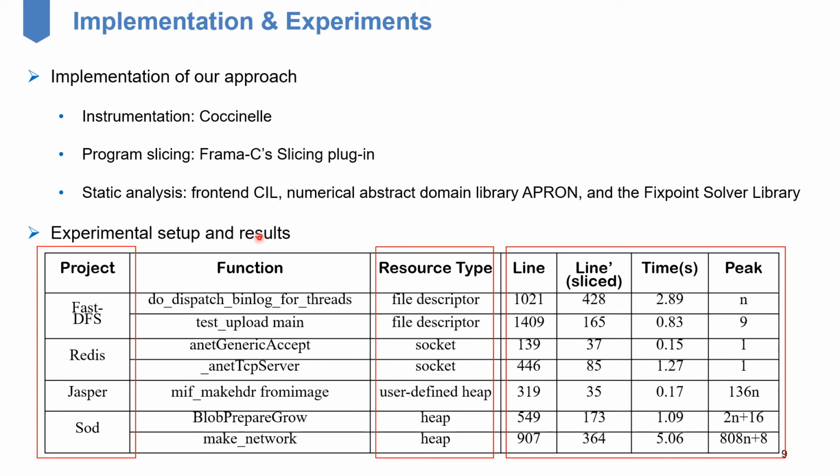The current project column shows that we have conducted our experiment on a set of programs from open source projects: Source, FastDFS, Redis, and Jasper. And the current resource type shows their corresponding type. Current line and line sliced show the number of lines of code before and after performing slicing respectively. The current time indicates that the time overhead of our approach is also acceptable. The current peak shows the resulting upper bound of peak resource usage in these programs.